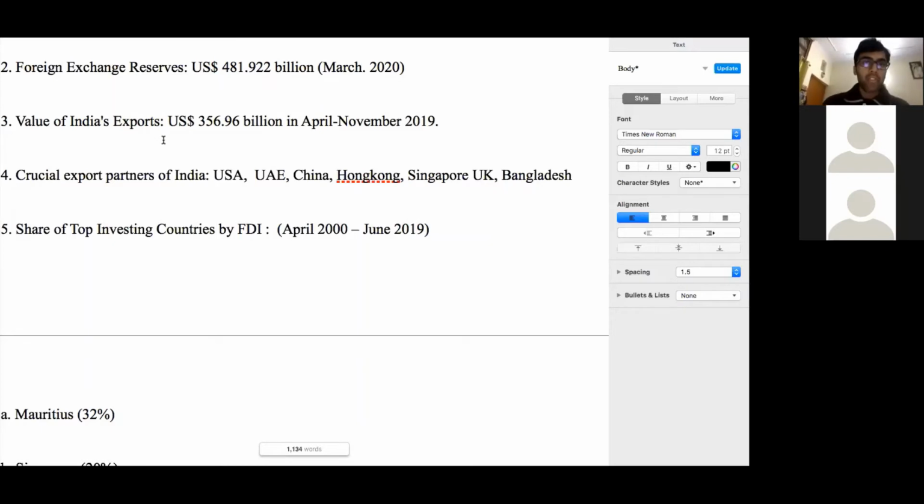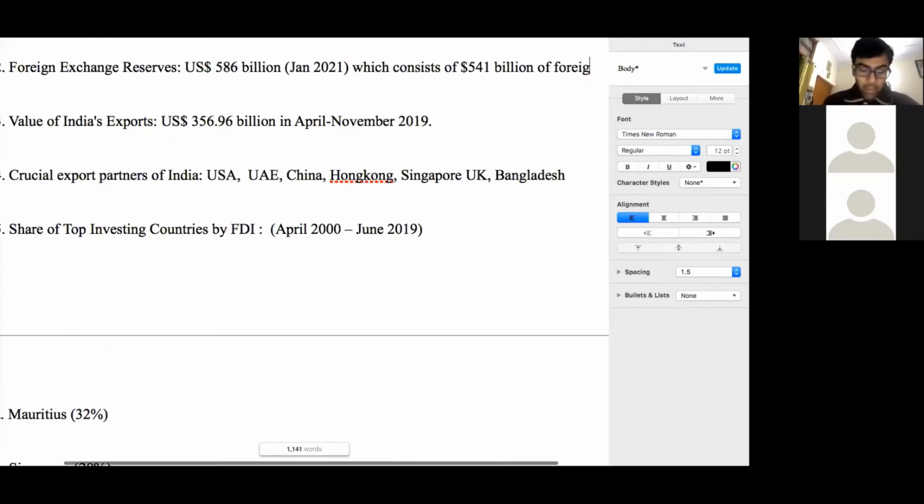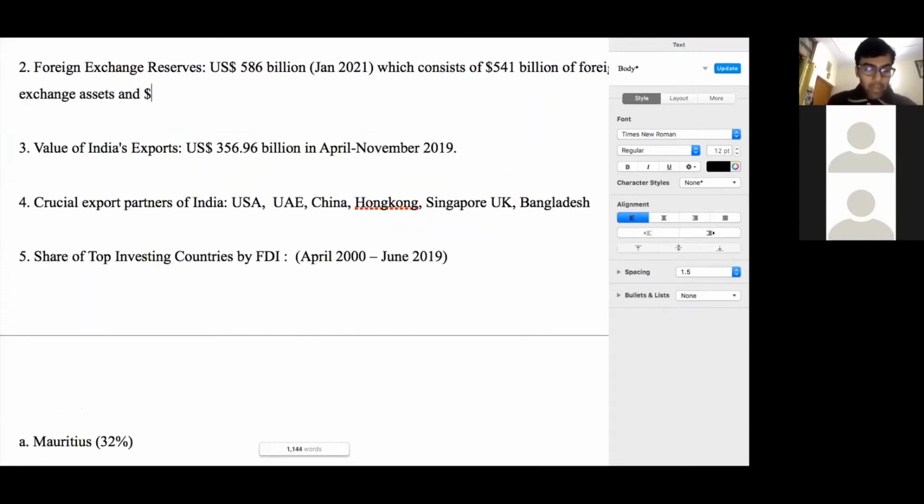Yes, so I have received the latest value, which is $586 billion, January 2021. $586 billion, which consists of $541 billion of foreign exchange assets and $37.6 billion of gold reserves.